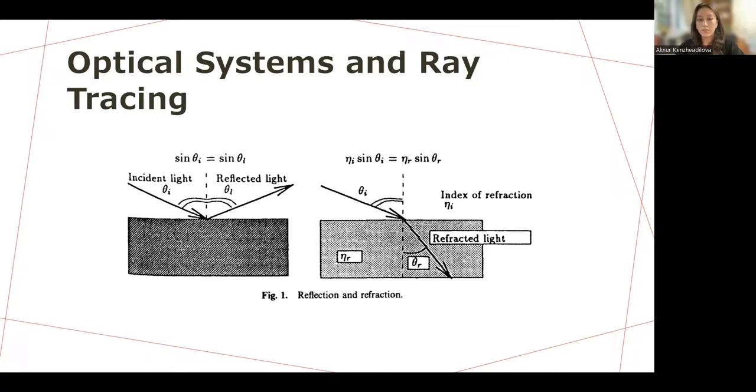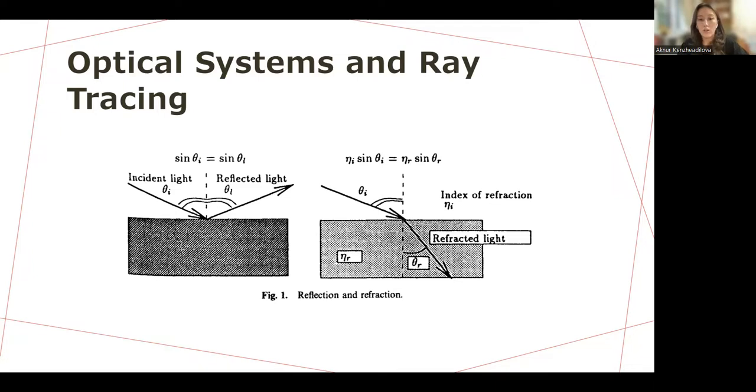Throughout this paper, they assume the theory of geometrical optics: the paths taken by the rays are rectilinear inside a homogeneous medium, and the directions of the reflective and refractive rays are determined by the laws of reflection and refraction.